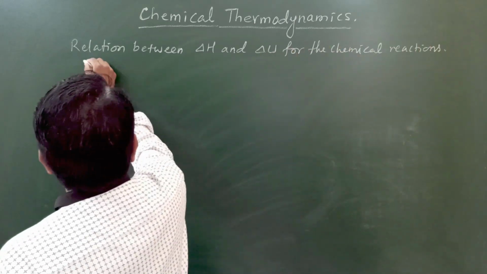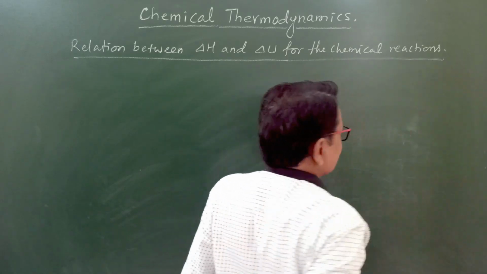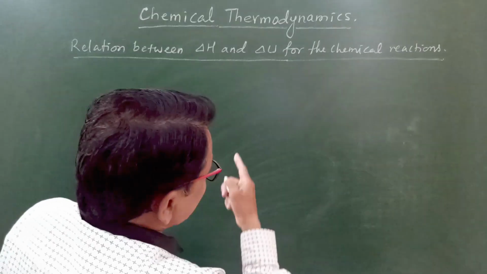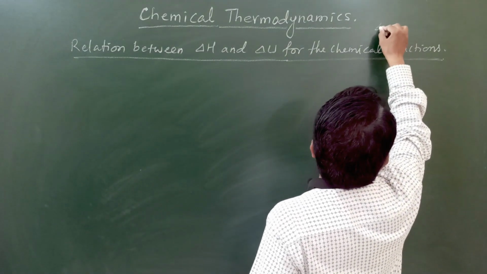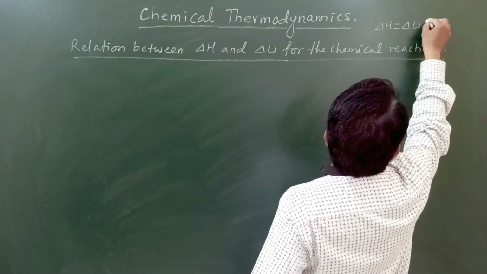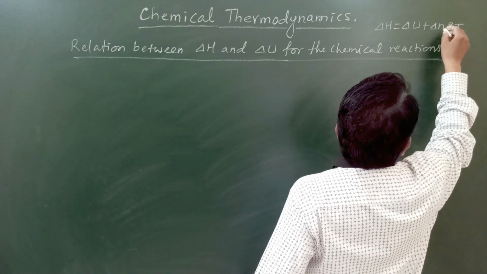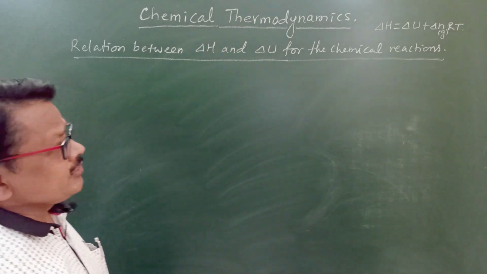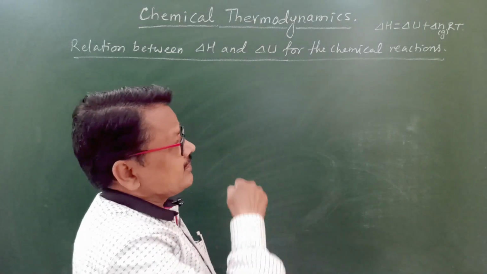This is also a simple derivation. That simple derivation we have to derive. So I will write what will be the final equation. That final equation will be right here, delta H is equal to delta U plus delta nRT. So delta N is the change in number of moles of gases at final state and initial state.